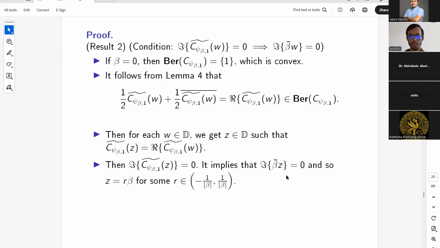And by our condition, this implies that the imaginary part of beta bar Z equal to 0. And therefore, we get Z is equal to r beta for some r in the interval minus 1 by mod beta to 1 by mod beta. And using the previous two lemmas and putting the values of Z, we get that the Berezin transform of the composition operator at the point Z is equal to (1 minus r mod beta square) to the power gamma plus 2.